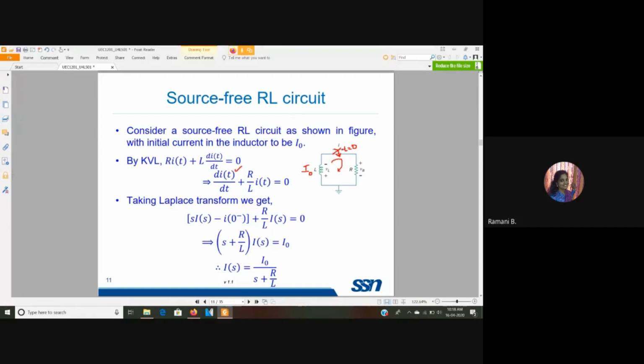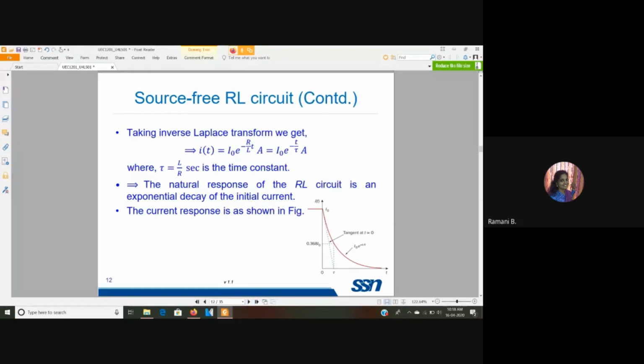Now substituting i of 0 to be I0, because that is the initial current in the inductor, we have the equation as s plus R by L into I of s is equal to I0. From this we get I of s is equal to I0 by s plus R by L. Now we know the inverse Laplace transform: if you have it in the form 1 by s plus a, the inverse Laplace transform is e power minus at. So taking the inverse Laplace transform, we get I0 into e power minus R by L into t amps. This will be the current.